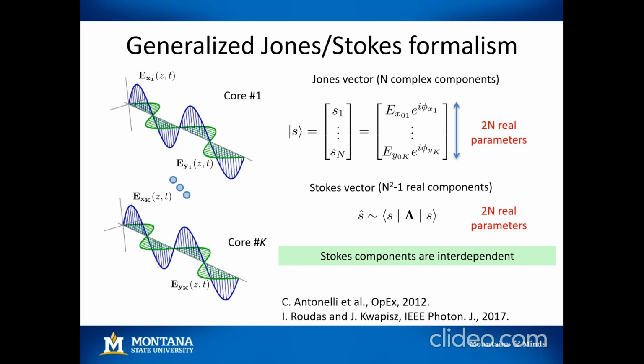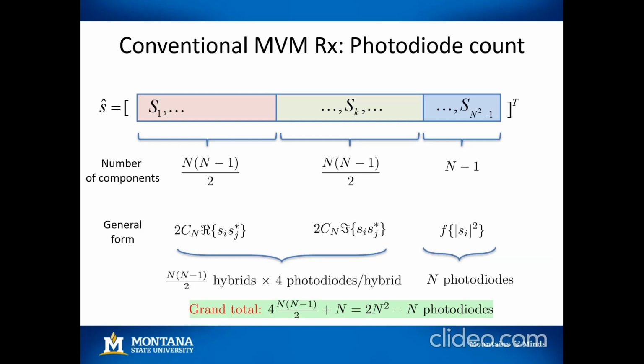Keep this in mind because we're going to use this property in order to simplify the receiver design. If we plug the form of a Jones vector into the quadratic form that gives a Stokes vector, we see that the n squared minus 1 Stokes components can be grouped into three different types that are shown in general form here. We have the real part of the cross correlation of Jones components, the imaginary part, and the square moduli of Jones components.